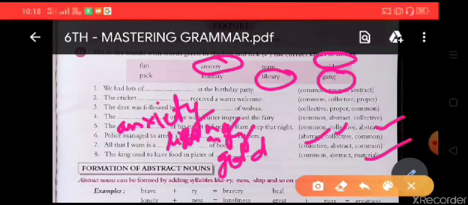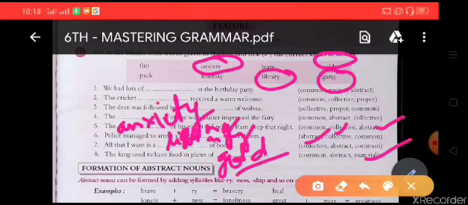The next, fifth: "The anxiety of the result could not let Ram sleep that night." "The police managed to arrest a gang of robbers." "All that I want is a library of books." Library is a collective noun. "The king used to have good food in the plates of gold." Gold, material noun.